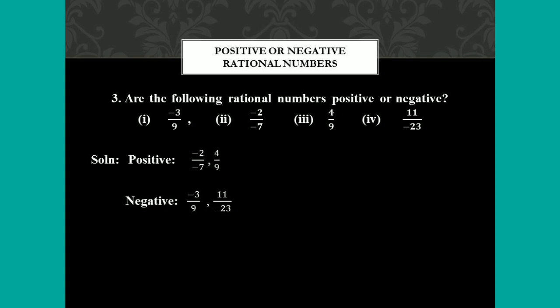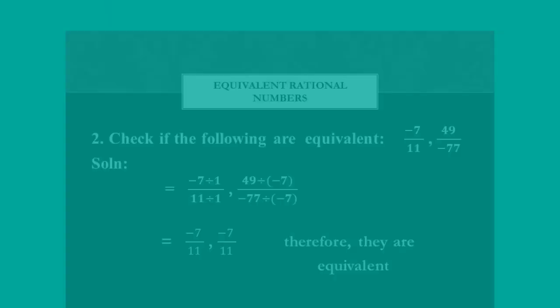And the first and the last, we have both numerator and the denominator with the opposite sign. Numerator we have minus 3 and the denominator is plus 9, they are opposite. Similarly, in your fourth problem, 11 is positive but the denominator is minus 23, they are opposite. So those two numbers are called negative rational numbers.